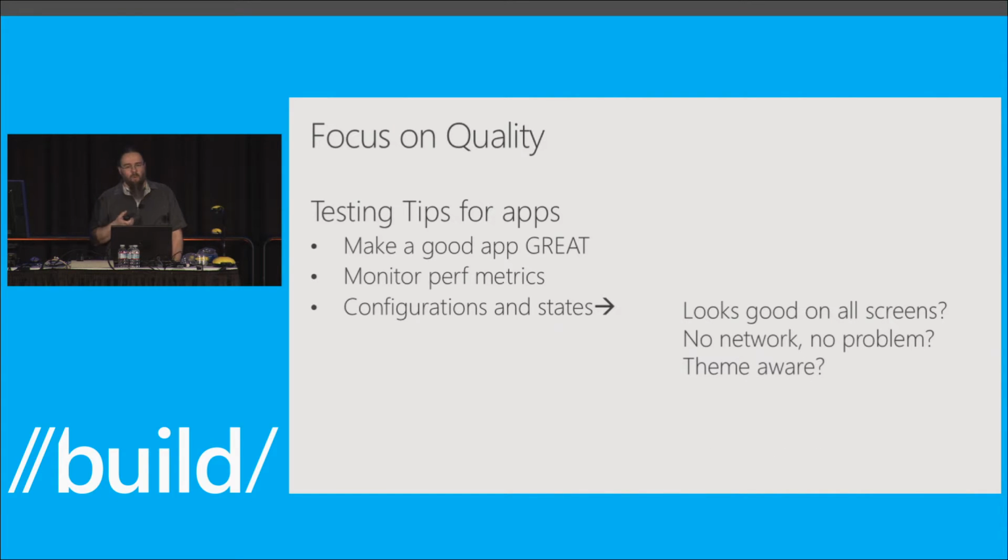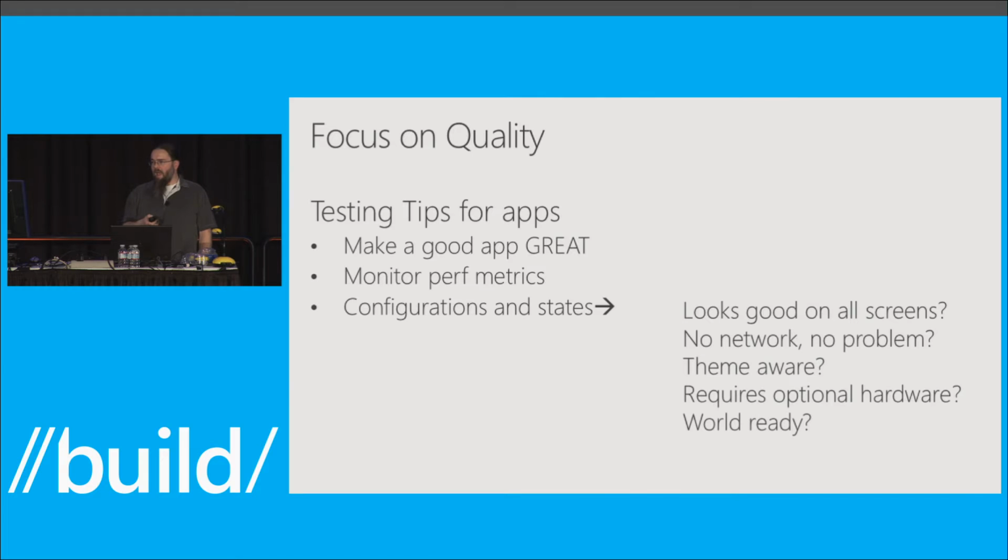Is your app theme aware? We've seen a couple of problems in my little app here. Does it require optional hardware? What if you require a front-facing camera and someone decides to run it on a device that doesn't have one? I want to make sure you degrade gracefully there as well. And last but not least, is your app world ready, or does it just crash on other markets? Those are important things, and the full list is probably a little bit longer than this, but those are good things to be aware of.